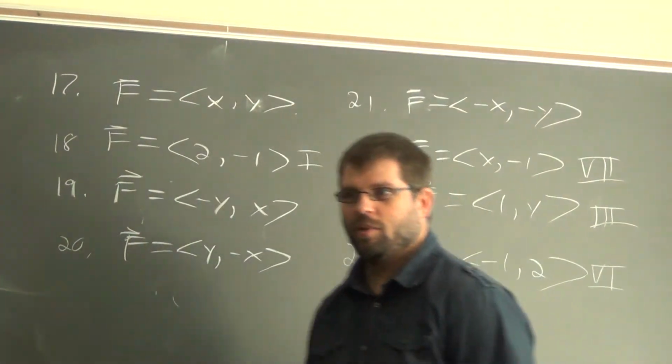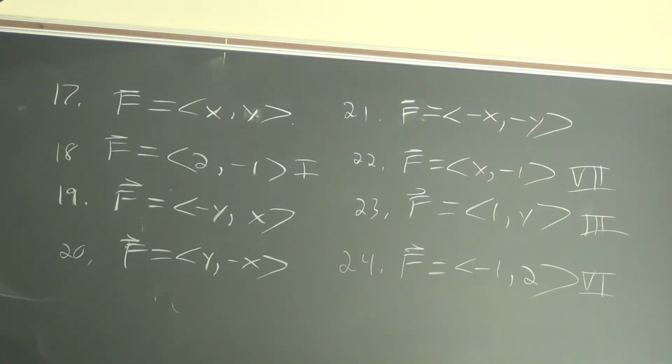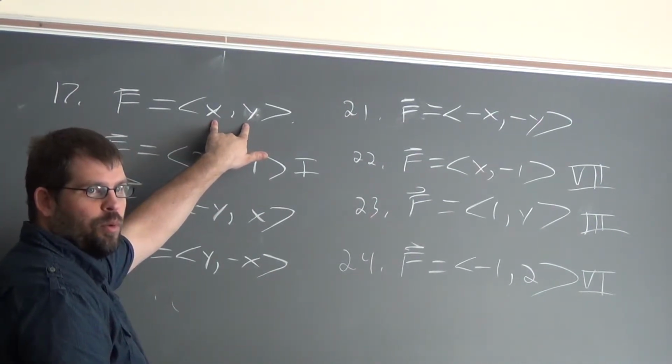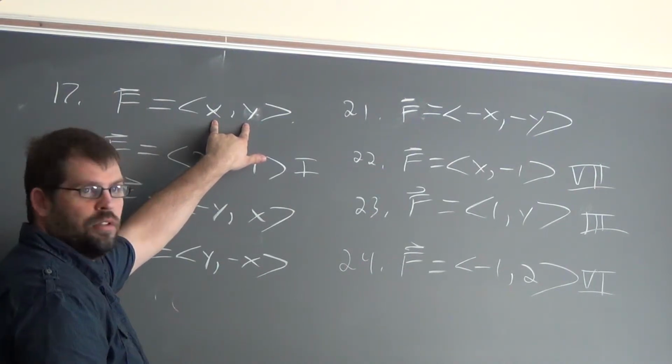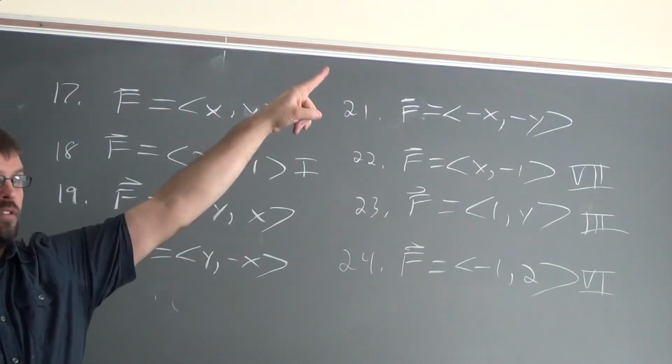And so now it's really just a matter of dealing with the ones with x's and y's in them. You could do this in a bunch of different ways, but let's do it this way. First quadrant, where are these vectors going to be pointing? X will be positive, Y will be positive, so they'll be pointing to the upper right.